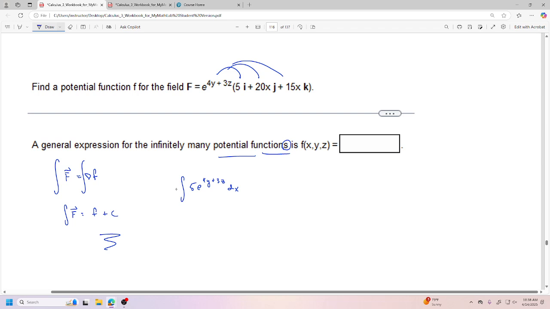X component. What do you think I would integrate for the y component? Almost 20x. Yep, but very close. You got it. And then, like you said, dy, right? Because that's my y component. Last one, what do I do here?